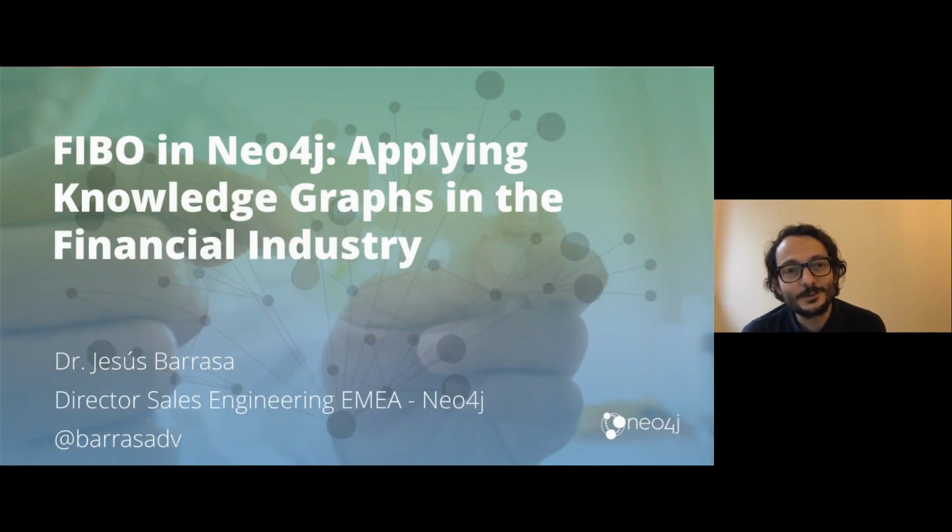Today I'll be talking about knowledge graphs, and being more specific, I'll be talking about a particular artifact that can be part of your knowledge graph, which is an ontology. And even being more specific, I'll be talking about the FIBO ontology and how you can get value out of it with Neo4j.